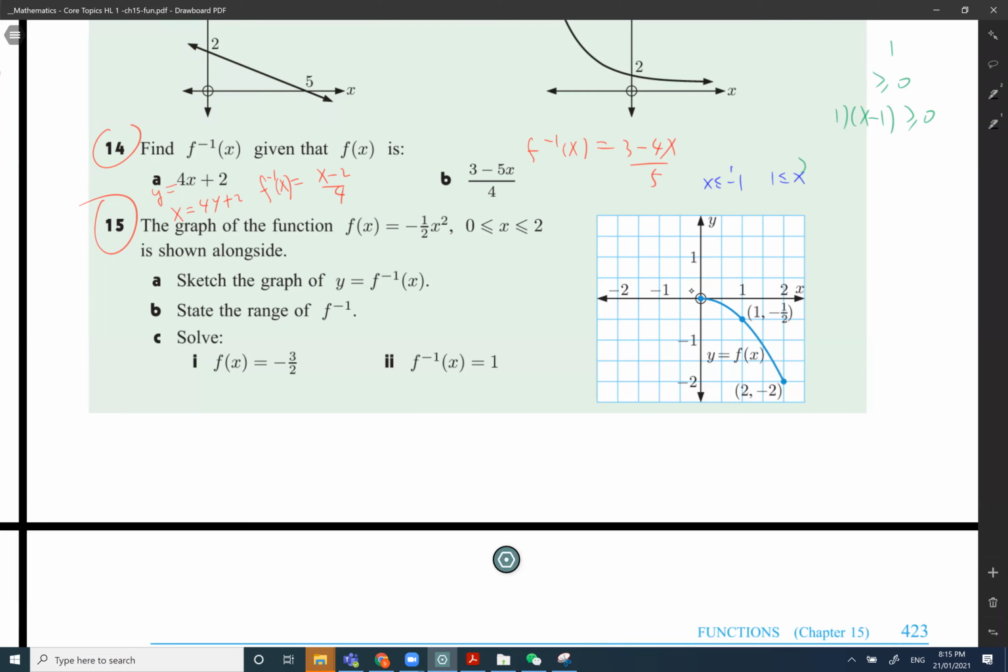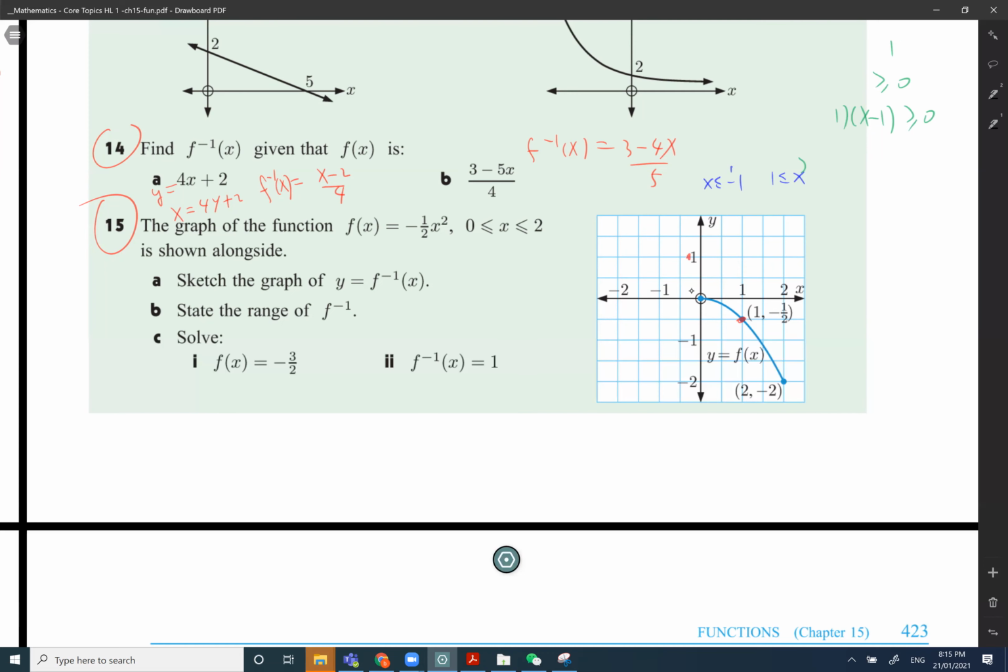Yeah. Just rearrange. Part A, sketch the inverse function. How do we sketch an inverse function? Just swap the x and y. Oh yeah, swap x, y. This one is 1 and negative half. That means you get negative half and 1. This point.